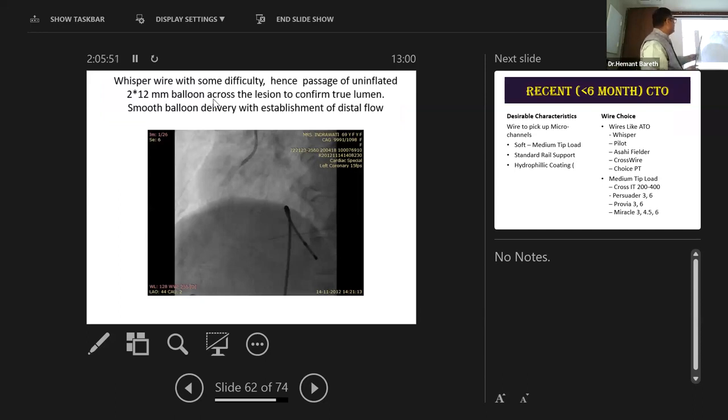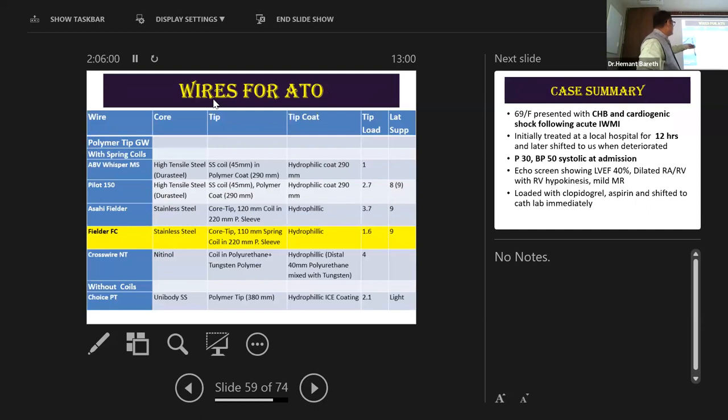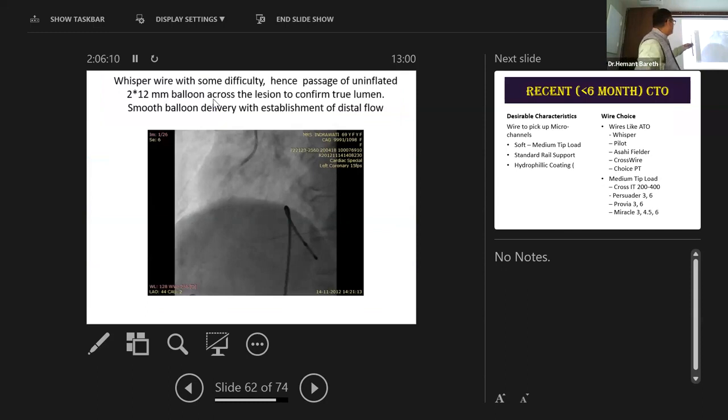So a Whisper wire was tried, and ultimately Whisper wire, as you see, is one of the options as I showed you earlier. Whisper wire has a tip load of 1 and a polymer coat. So Whisper wire was used here, and then it could cross. This is actually an old case. At that time, Fielder FC was not available. That's why I think this is not running. This is a bit older case.